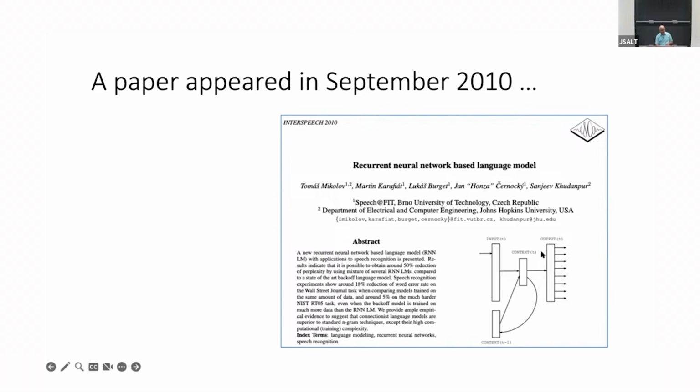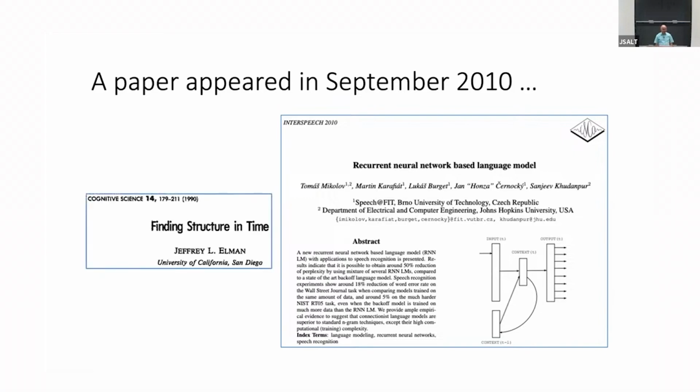So this is a diagram he used. Nowadays, we use slightly different diagrams for the same thing. But this was his paper. And even he didn't think of this originally. There was a paper from Elman in 1990. In fact, in this paper, we called them Elman networks because that's what the cognitive science community was calling them. So Elman had exactly the structure.